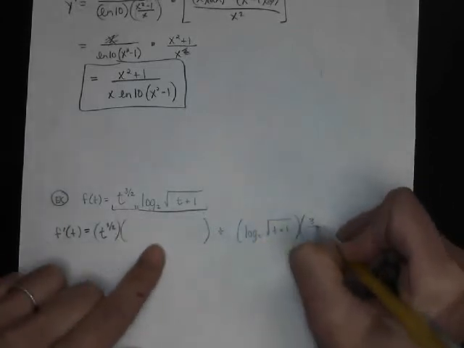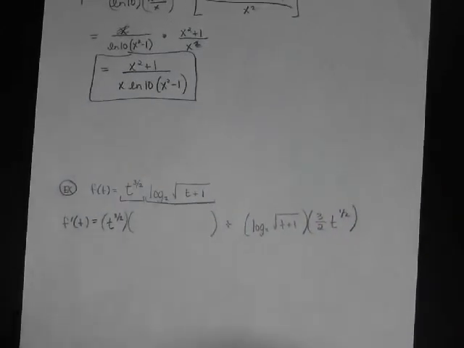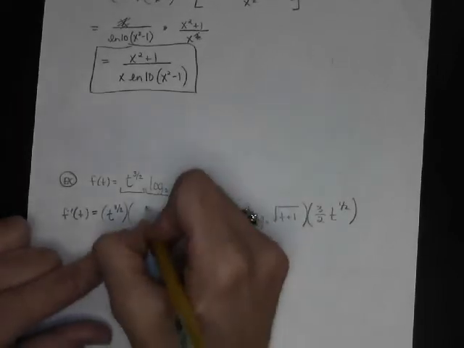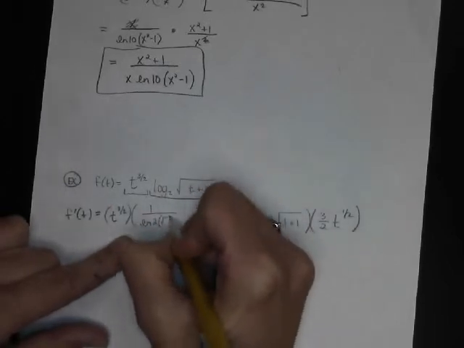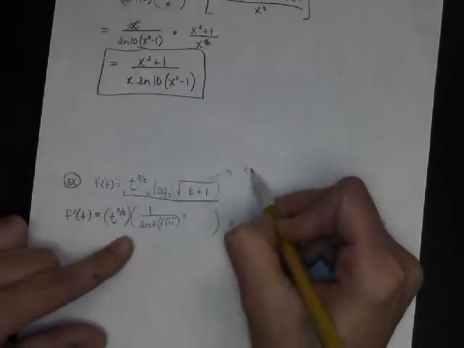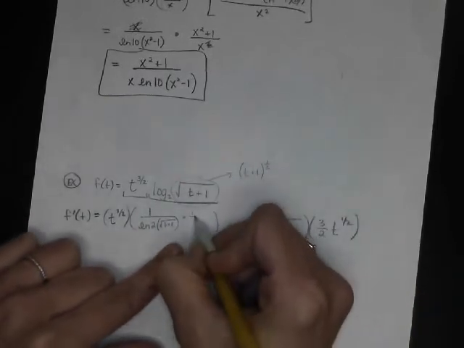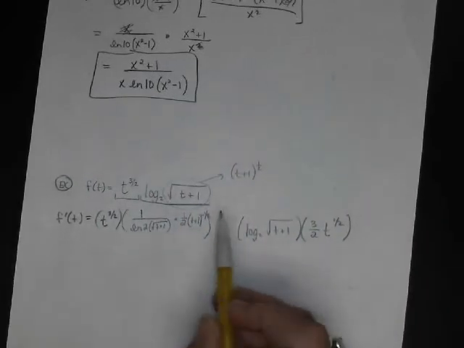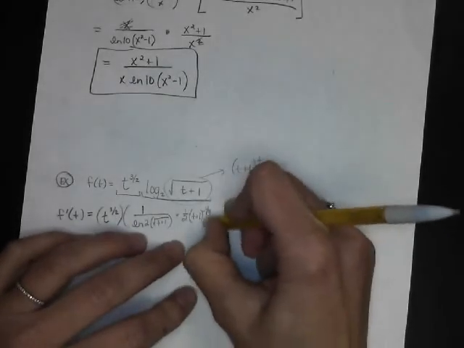times the derivative of the first, which is going to be 3/2 t to the 1/2. The big guts of this is in this one right here. So to take the derivative of a log, 1 over the natural log of 2 times root t plus 1, times the derivative of that. Now that is (t plus 1) to the 1/2 power. So the derivative of that would be 1/2 out in front, (t plus 1) to the negative 1/2 power, times the derivative of what's inside of that, which would just be a 1. So we don't have to worry about that.